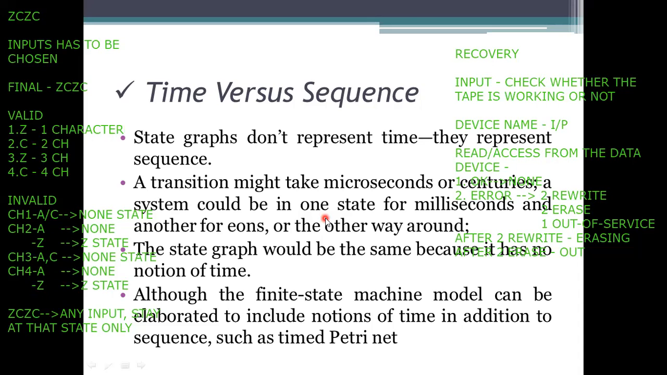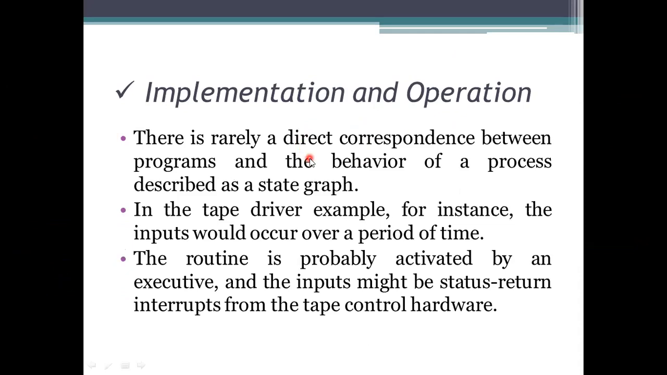So the transition we are mentioning should not be based on time here. Why? Because it should be based on the inputs we are processing, or what we are giving to these state graphs. Okay, so that is time versus sequence. It means the state graph we are using is indicated to depend upon the sequence of actions, but not on the time of the actions here.